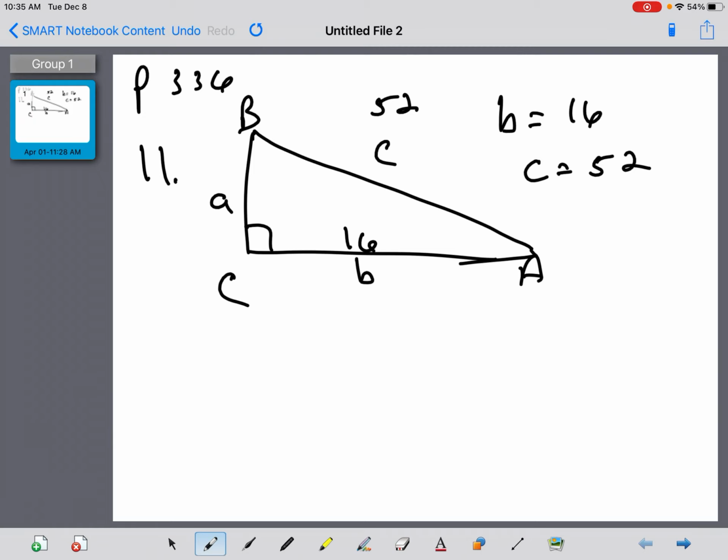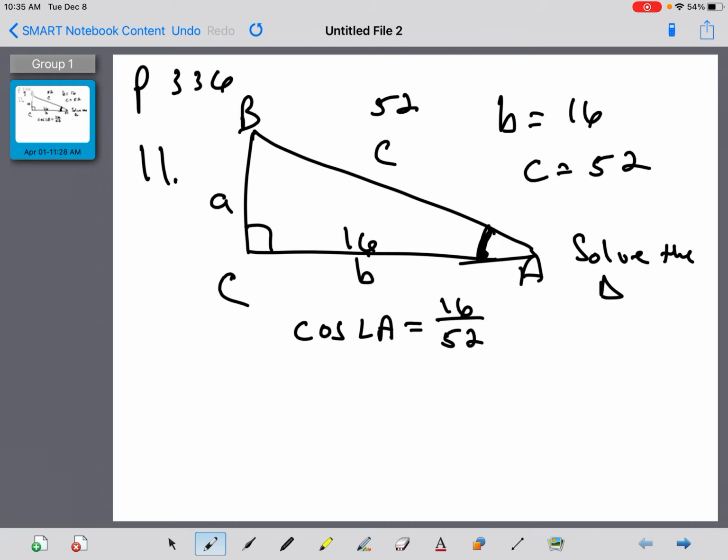Now the problem says to solve the triangle. So that means find all the missing parts. So if I start with this angle right here, angle A, from this angle, the 16 is adjacent and the 52 is hypotenuse. I'm going to write cosine angle A equals 16 over 52.